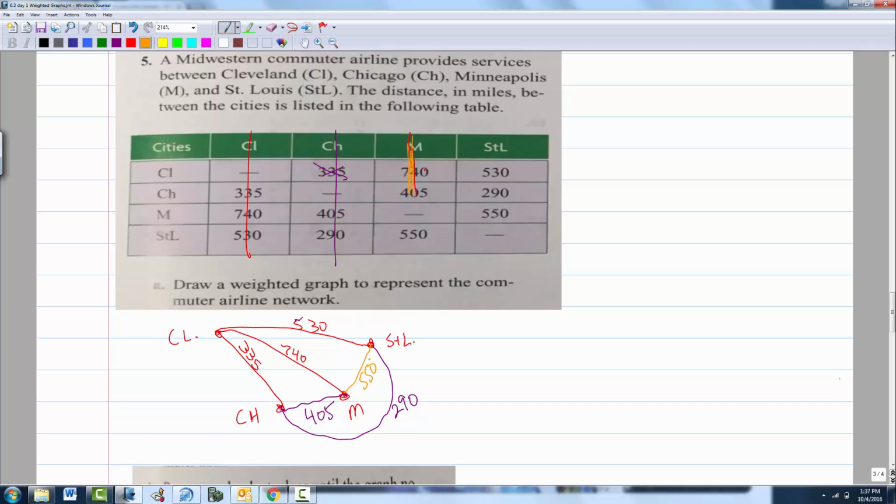It's just a bug, guys. So are we done with all these? Yeah. Right? Because St. Louis is already connected with all of them. It looks like a clown, doesn't it? Anyone?